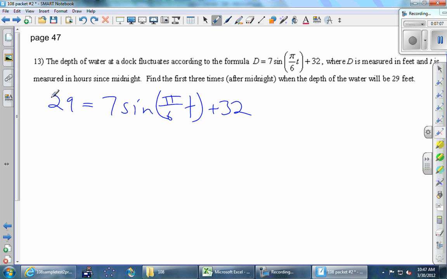Is this a good time to do inverse sine? What needs to move first? 32 needs to go over first. So subtract it from both sides. And then what needs to move? 7. Divide both sides by 7. So that's 2 steps to get the trig function isolated.